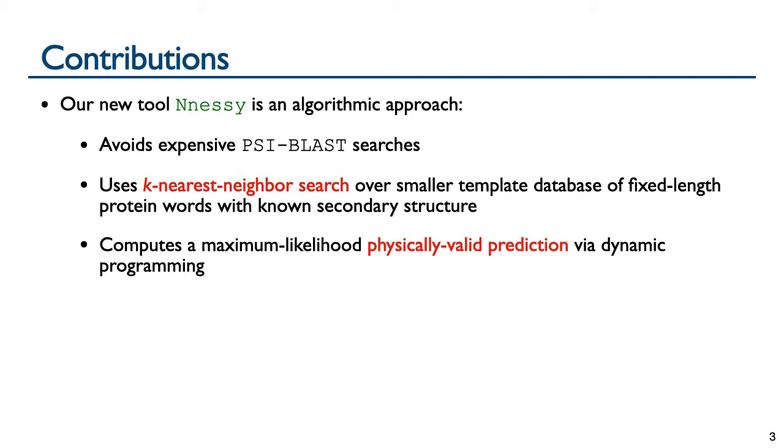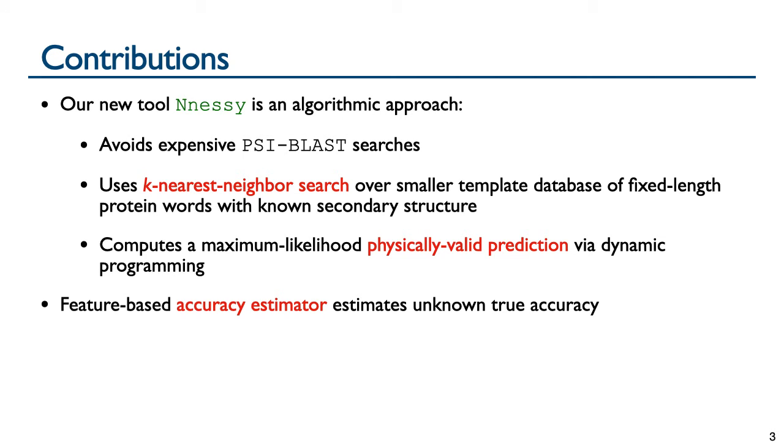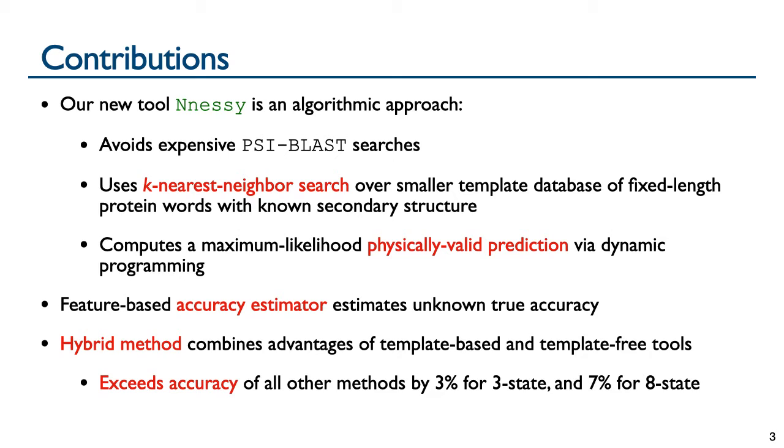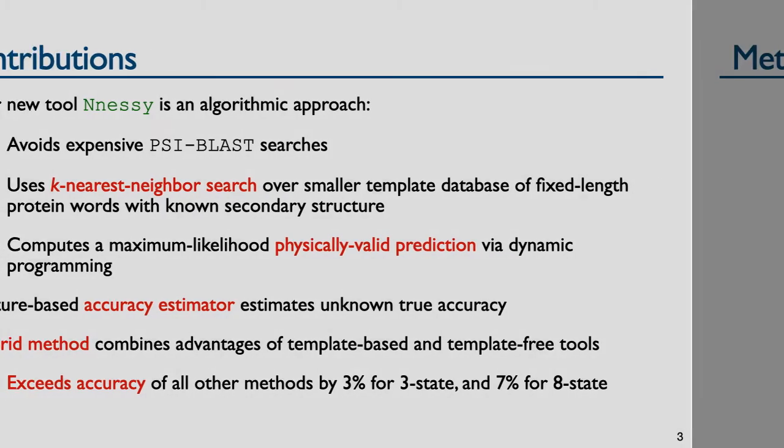Instead of outputting confidences, Nnessy uses a feature-based accuracy estimator that takes a feature of the prediction process and estimates the unknown true accuracy of its prediction. We combine our template-based tool Nnessy with a template-free tool to yield a hybrid method that gains the advantages of both tools. This hybrid method exceeds the state-of-the-art accuracy by more than 3% for the 3-state model of prediction and more than 7% for 8-state prediction.